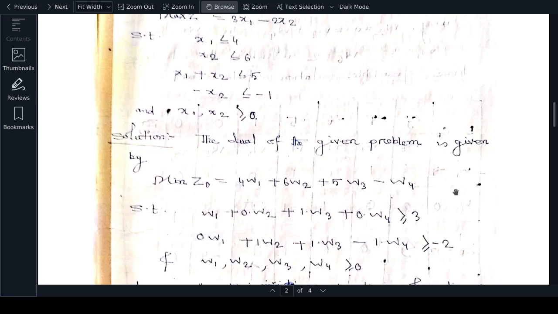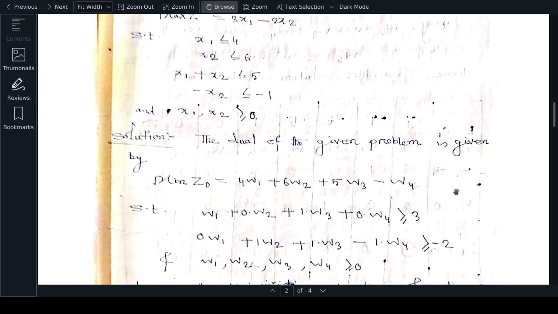Maximization, so its dual will be minimization. I have written directly the dual of the given problem as min ZD, for dual. Next, you interchange the role of the coefficients of the objective function and the constant terms of the constraints. So in the dual we write the constant terms of the primal constraints: 4, 6, 5, minus 1. So we write 4W1 plus 6W2 plus 5W3 minus W4.